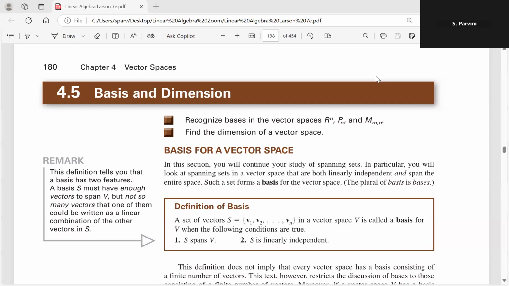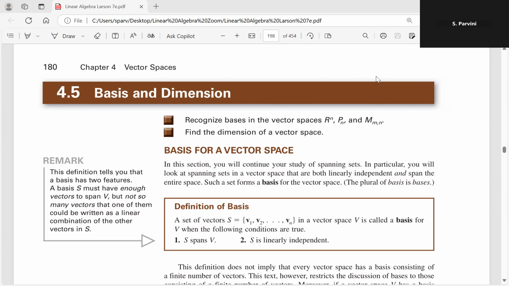Hello, everyone. Let's take a look at section 4.5. This is a continuation of the chapter on vector spaces. In section 4.4, the previous lecture, we talked about spanning sets and linear independence. Now we're going to put those to use in section 4.5, where we're going to talk about basis and dimension.